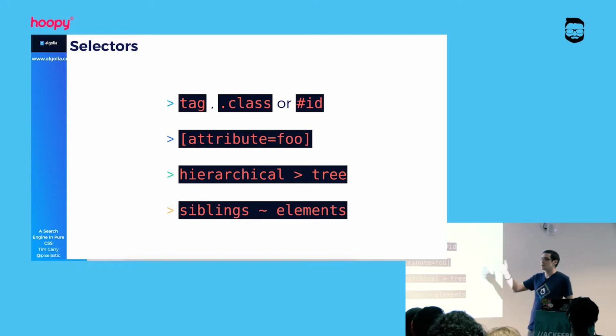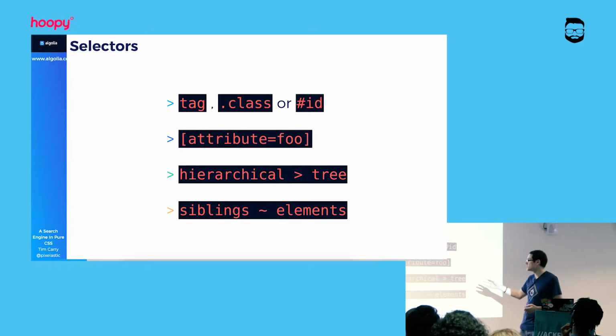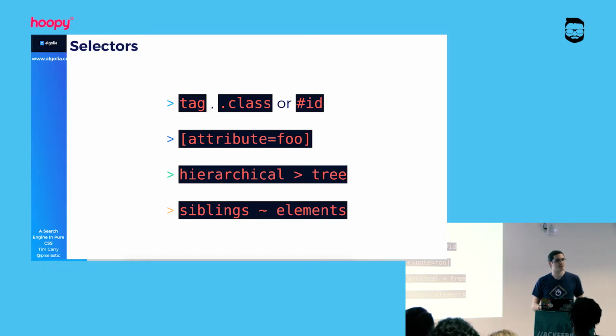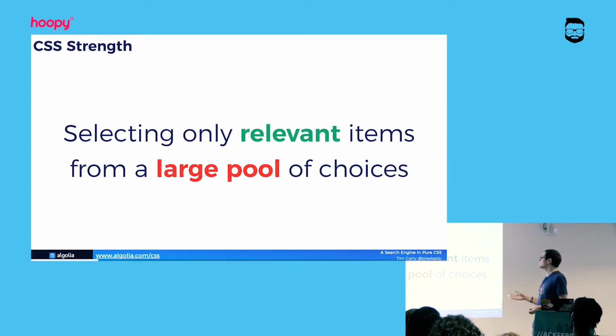You can target stuff by the class name, by the tag, an ID, by the value of a specific attribute, or even by where the element is in the DOM, based on its parents, grandparents, or its siblings. So that's really the strength of CSS, and I knew I had to focus on that if I wanted to really use the language for what it's good at. You have a big garbage HTML, and with CSS you're able to target only the elements you're interested in. That's the strength of CSS: selecting only relevant items from a large pool of choices.